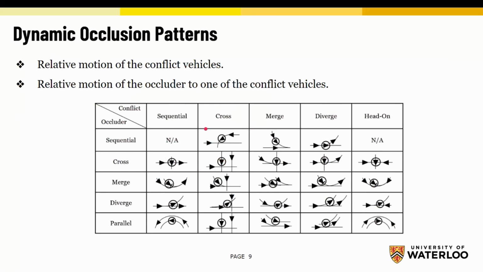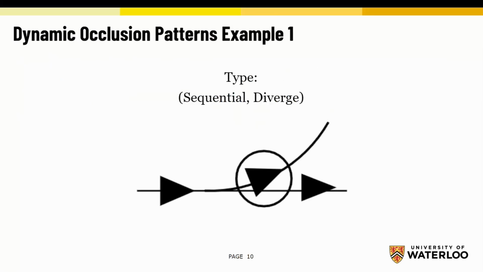In each cell, we have an example of what a scenario like this might look like. Let's go into a little bit more detail about how this typology works. We have our two conflict vehicles and our occluder, which is signified by this circle. So these are sequential to one another. They're going in the same direction. Neither of them are going to diverge. Our occluder is diverging, which means our type is sequential diverge.